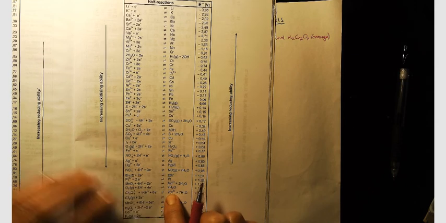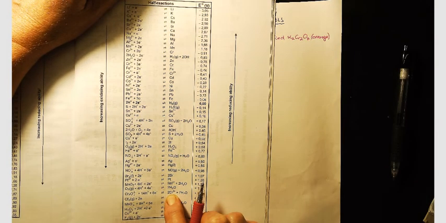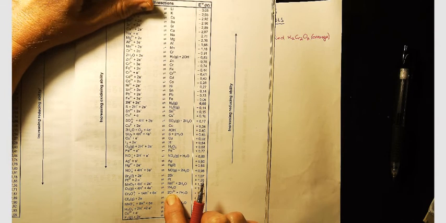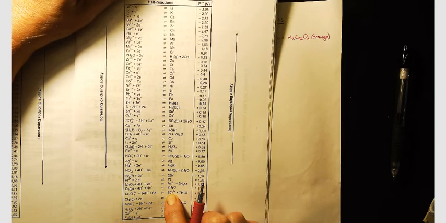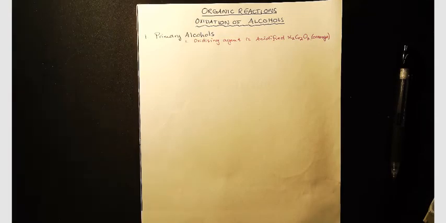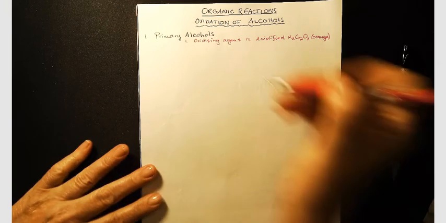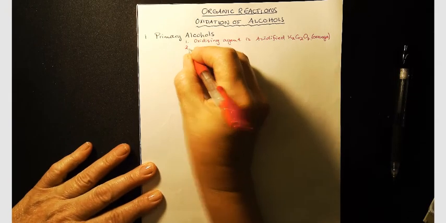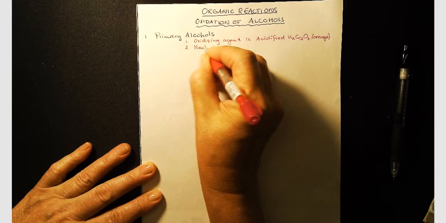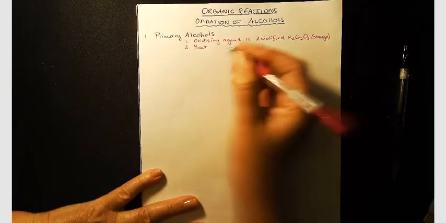So when you look at the practical, which is also on YouTube, the orange solution turns into a beautiful green solution. Now here we don't need to write a balanced equation for the reaction. Sorry, I just need to mention the second condition. We need to heat the reaction mixture.